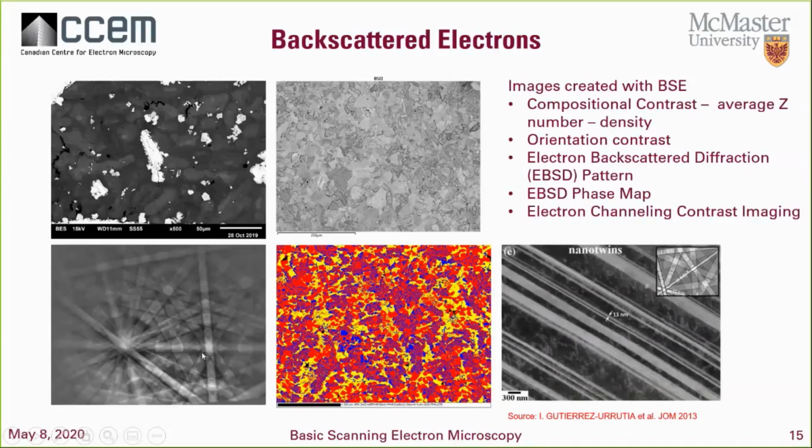Down at the bottom here, we have a pattern produced by electron backscatter diffraction. This is a pattern from a point on the sample. If we scan an area, we can then collect all these patterns and analyze them, and figure out the crystallography of a material. So here we can see an EBSD phase map where we've identified the different crystalline phases within a material to see how things are distributed.